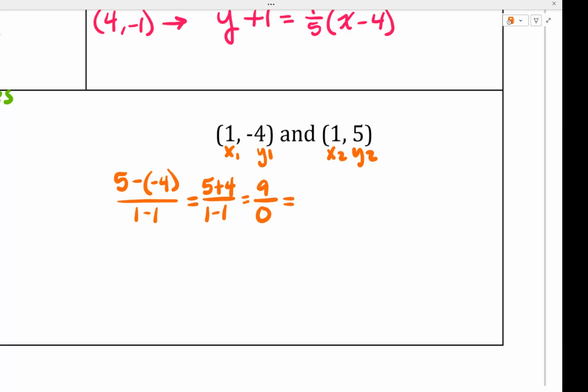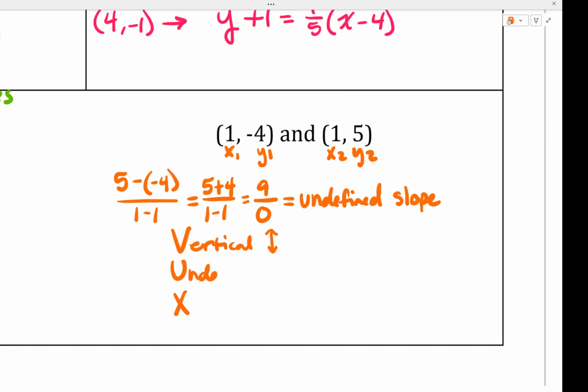You cannot divide by 0. That tells me my slope is undefined. And the lines that have undefined slope are vertical lines, and we use VUX to help us remember things about vertical lines. So vertical lines, so it goes up and down, have a slope that is undefined. And again, this occurs when 0 is on the bottom of a fraction, or you're trying to divide by 0. And our equation says x equals a number.